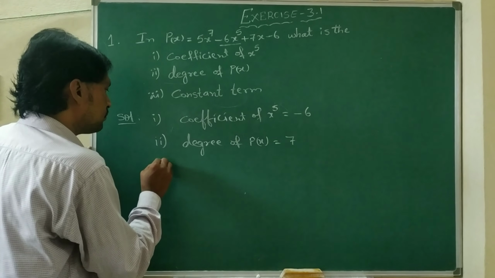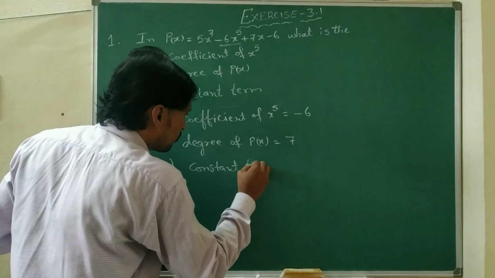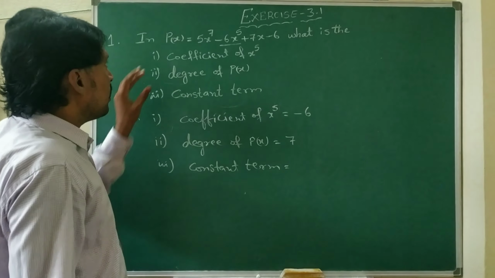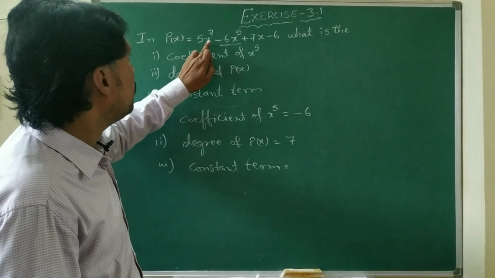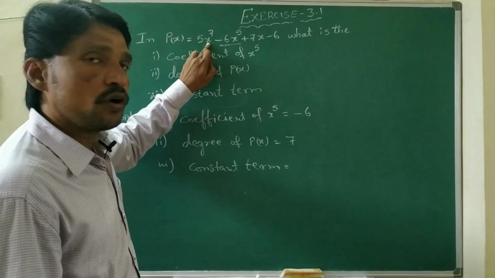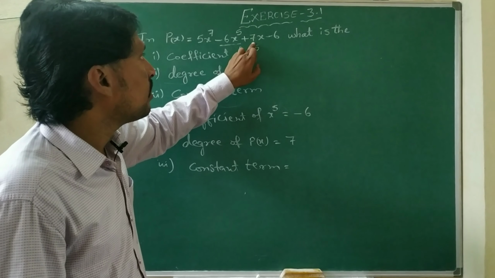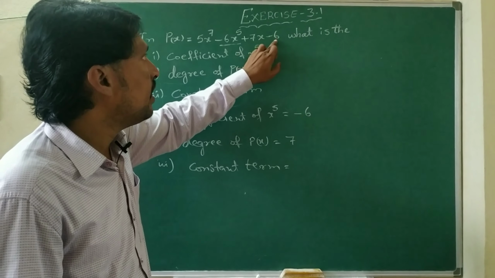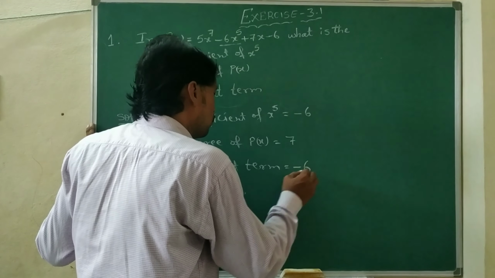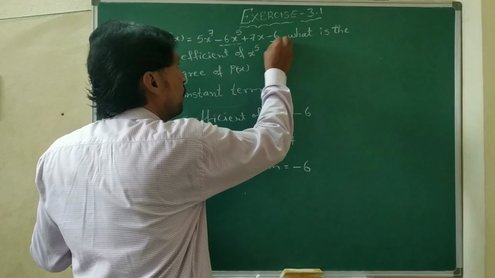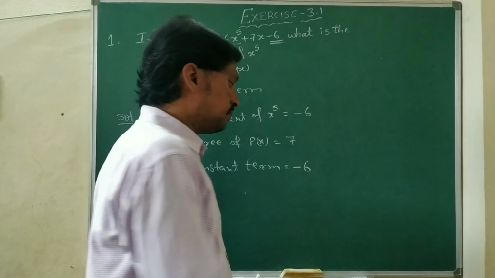Next, third one, constant term. So in the given polynomial, what is the constant term? We need to find the constant. 5 is the coefficient of x power 7, minus 6 is the coefficient of x power 5, 7 is the coefficient of x. Here only single one, that is minus 6. That is the constant term. So constant term equals minus 6. We must write the sign. Next problem.